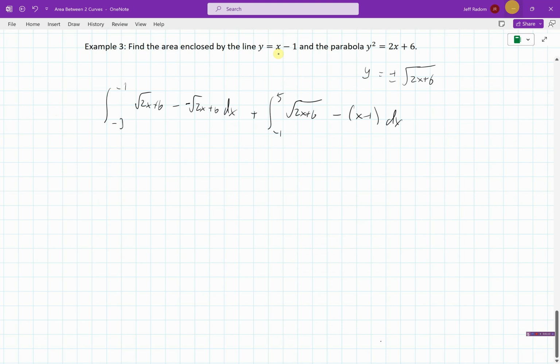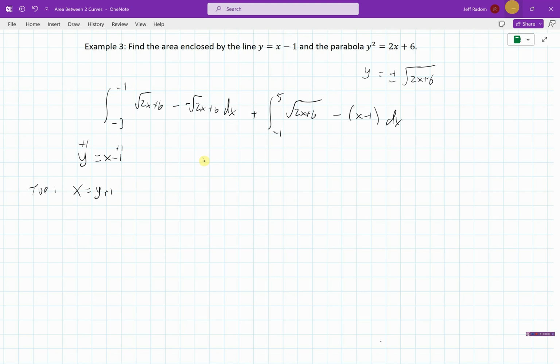So let's go back and look at this. Let's take this one here. So we had y equals x minus 1. Instead, let's add 1 to both sides. And then we would get x equals y plus 1. So this is going to be our top function. x equals y plus 1.